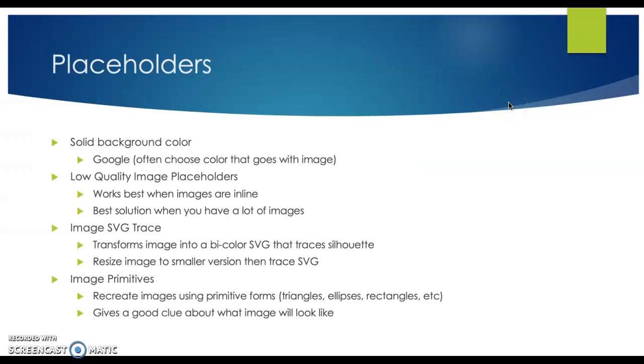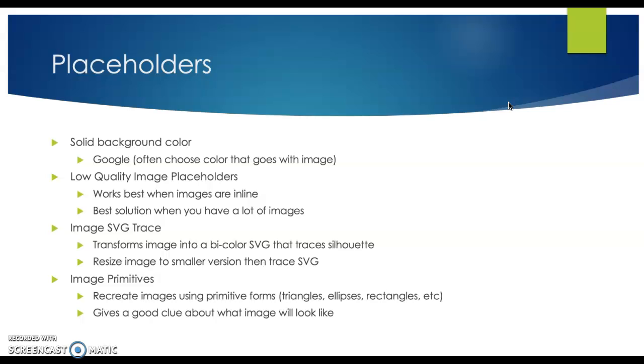And one of the main parts of progressive image loading is what we call placeholders. There are different kinds of placeholders that we can use. There are just solid background colors. Google uses this really well. A lot of times, what they do is they choose a color that matches with the image that will go in that place. So they're not choosing a neon green to go with some pink roses. They do something that is similar, and it enhances the user experience. It makes it look more fluid as it transitions.